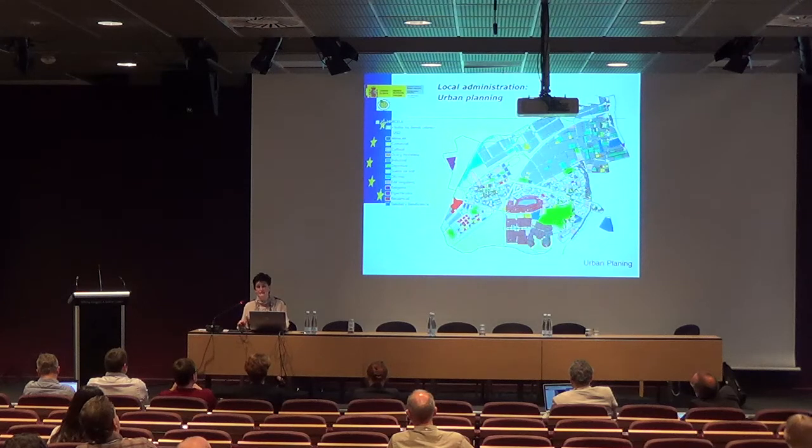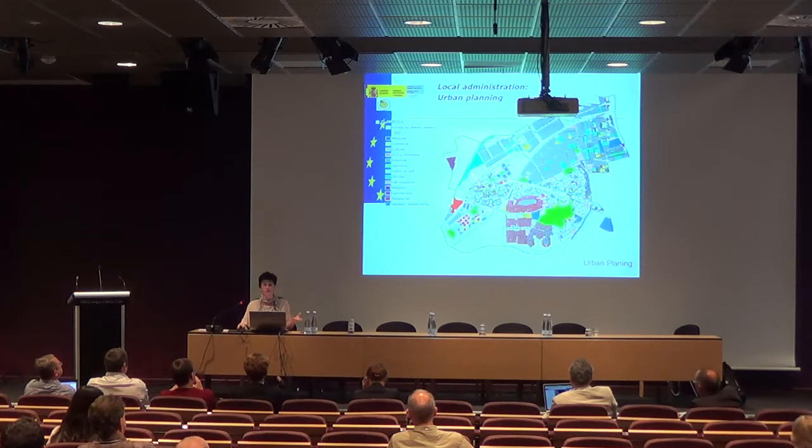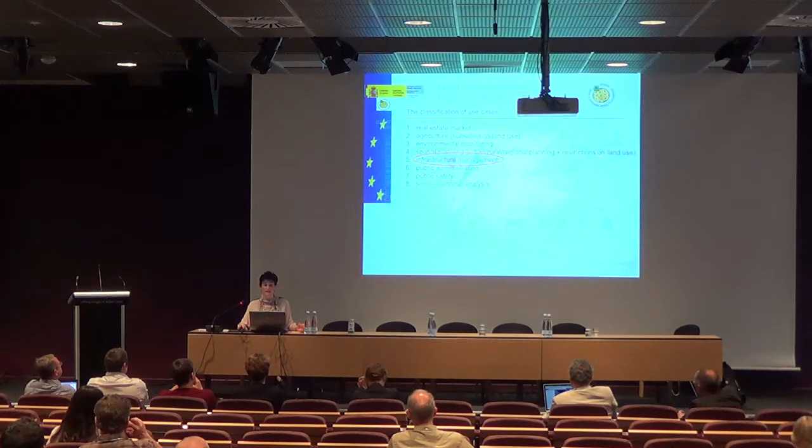For example, this is a map that an urban planning organization made with our data, because they have the legal one and we have the legal one and the real one. So these are all the uses, and they can do a comparison with all this data.